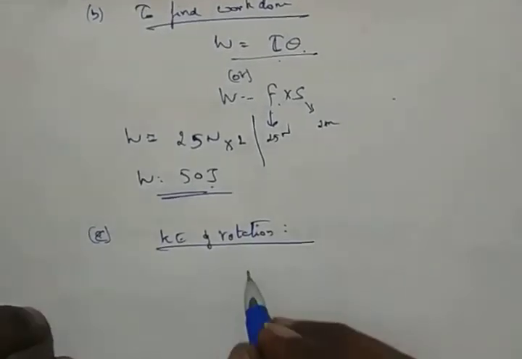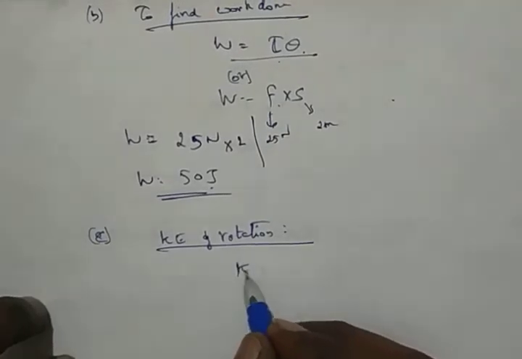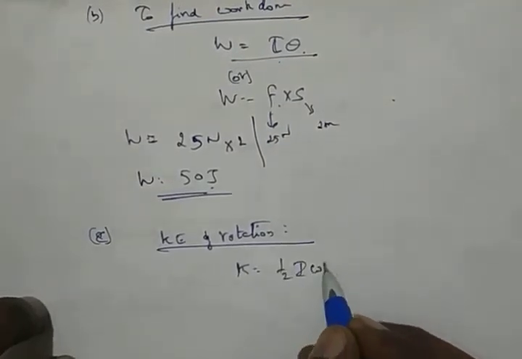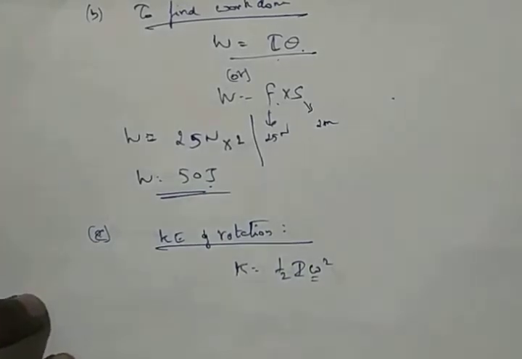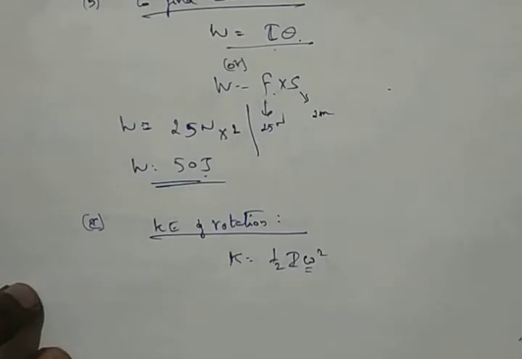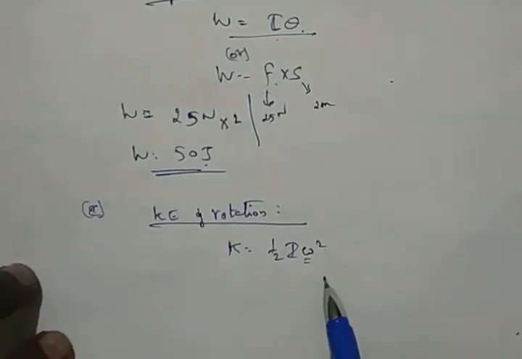Okay. So what is the kinetic energy of rotation? K is going to be equal to half I omega square. We need to find out omega. So if you want to find omega, let us find the parameters needed to get the omega value.